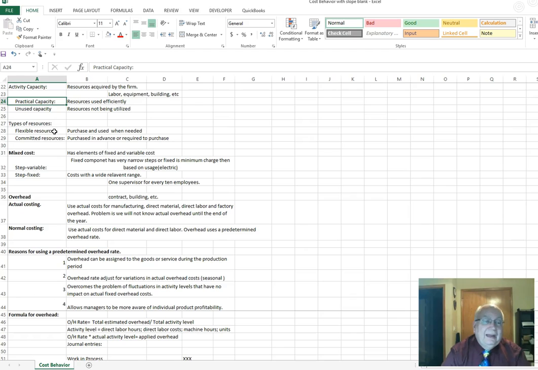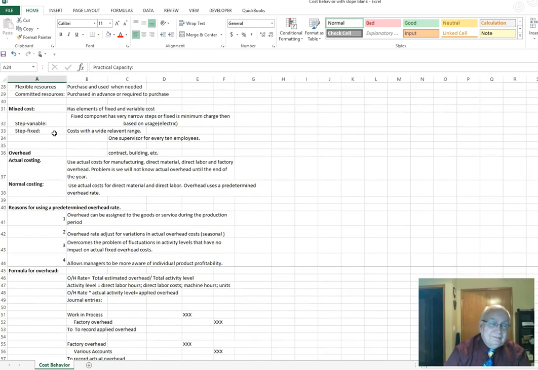Types of resources. We have flexible and committed. Flexible resources, you purchase those when you need them and use them. Committed resources are ones that you may have purchased ahead of time. You have to have them, or you have a contract for them. You're required to purchase 5,000 tons every 2 months. Well, that's a committed resource. It doesn't matter whether you need that 5,000 tons or not, you're committed to using it. Also, equipment or buildings are committed resources. You have them, they're committed. Doesn't mean you use them, but they're committed. You can't do anything about it.